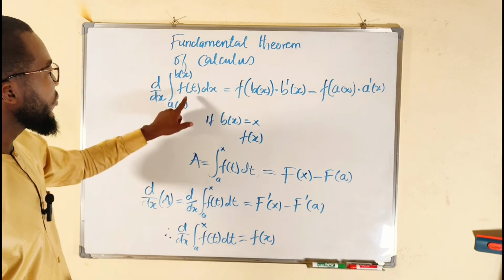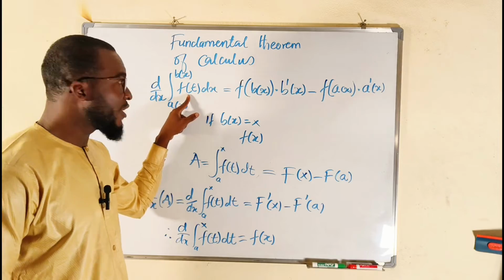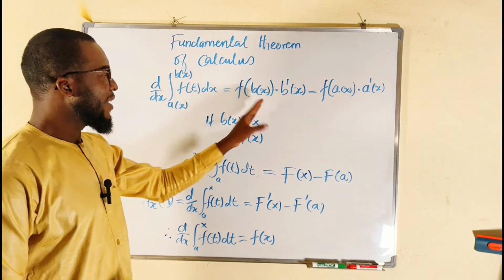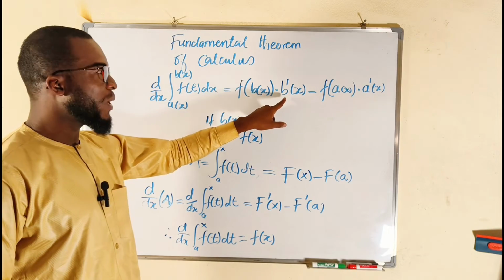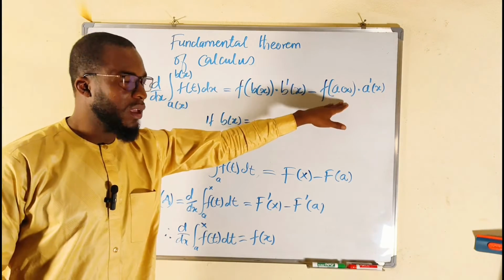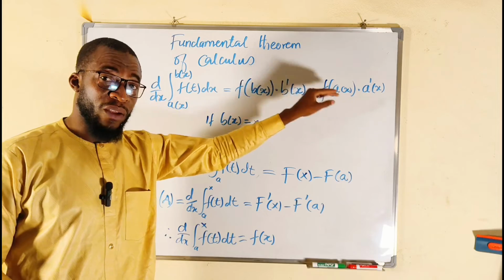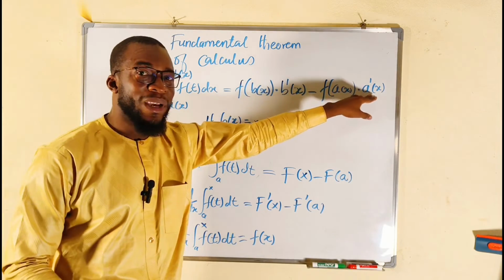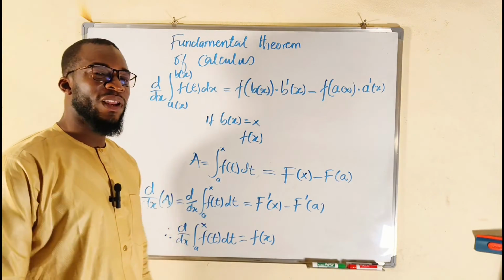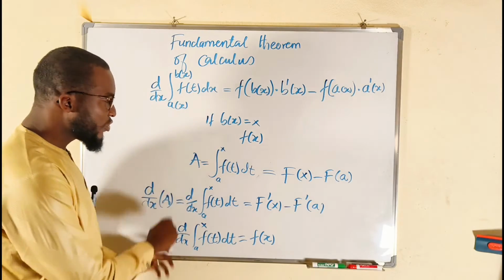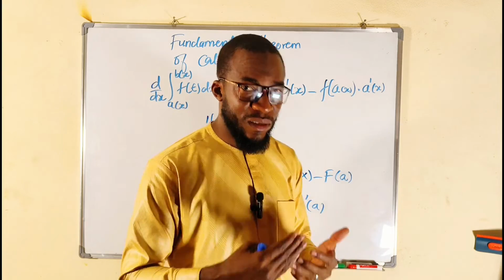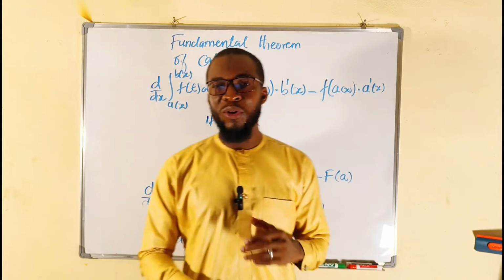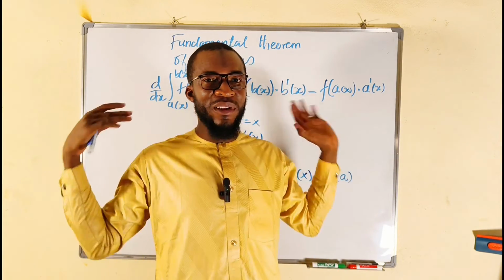So in case this function is very difficult to integrate, you can just skip the integration, just substitute the upper limit into the function, multiply by its derivative, subtract, take the lower limit, substitute the lower limit and multiply by its derivative, simplify, and get your final answer. So this is nothing but a relationship between the antiderivative and derivative. Subsequently, we are going to solve many problems under this.